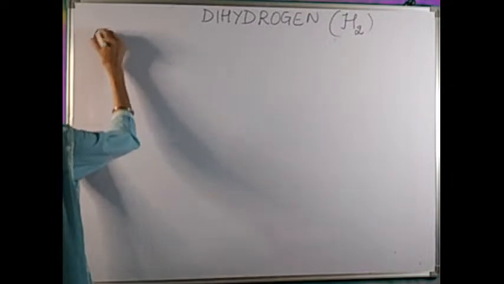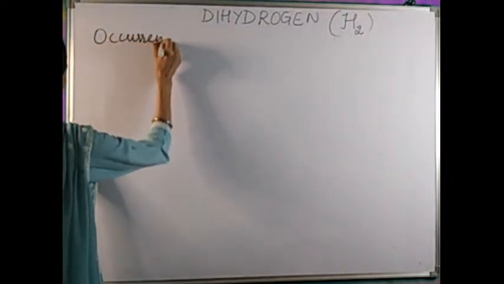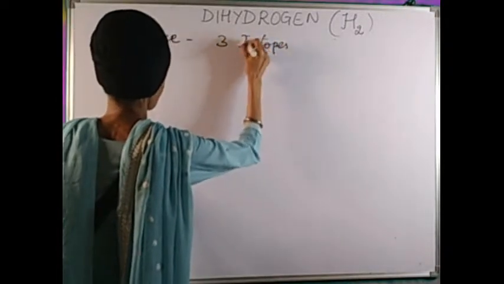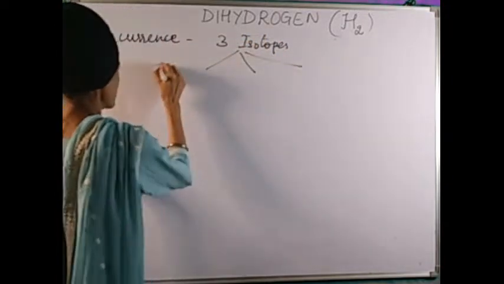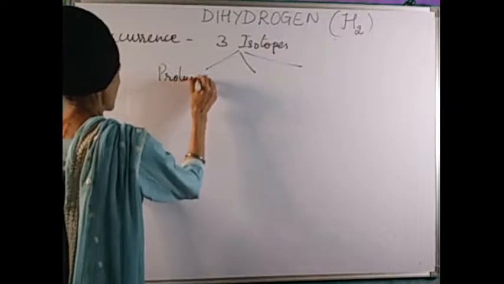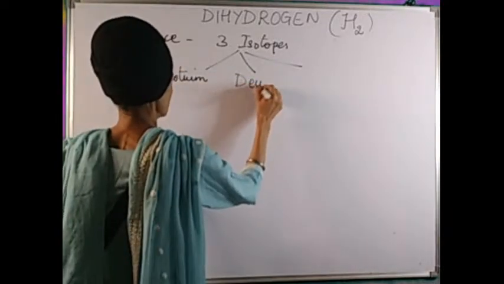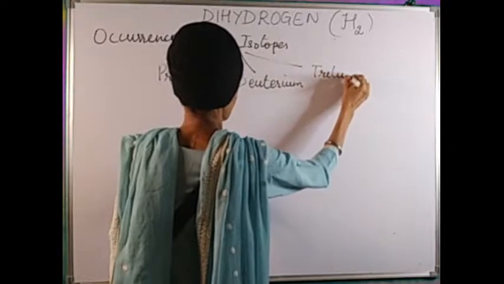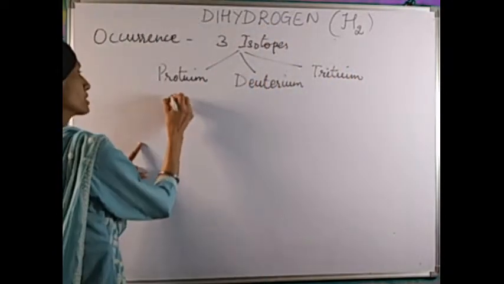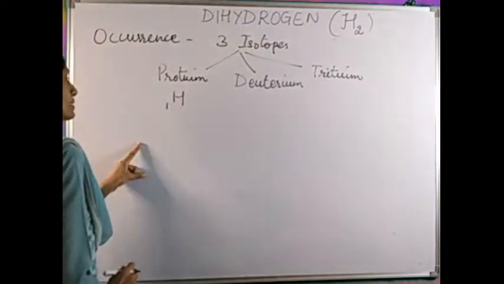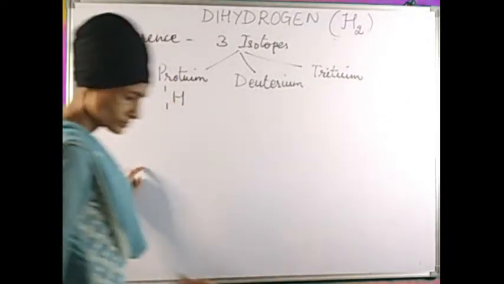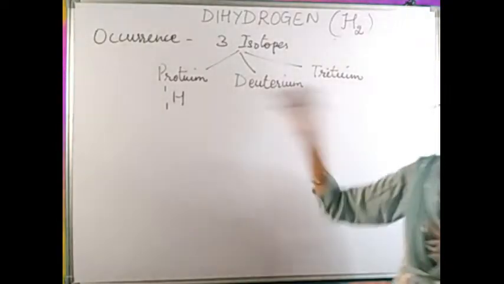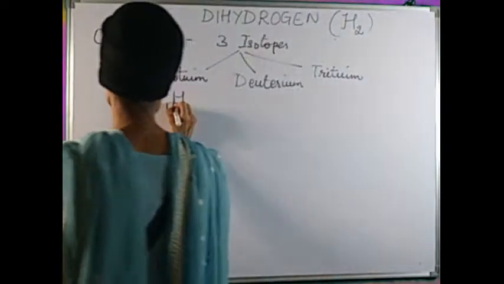It mainly occurs in nature in the form of 3 isotopes, and the names of the 3 isotopes of hydrogen are protium, which is most abundant, deuterium and tritium. Protium has 1 proton and no neutron. 1 proton and 1 electron is there. There is no neutron in this isotope.